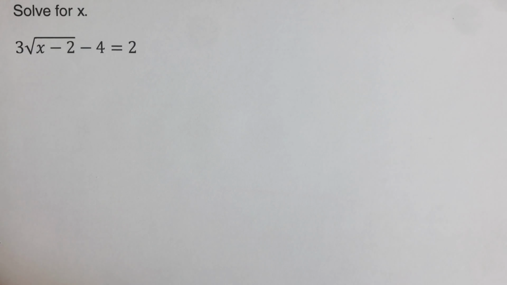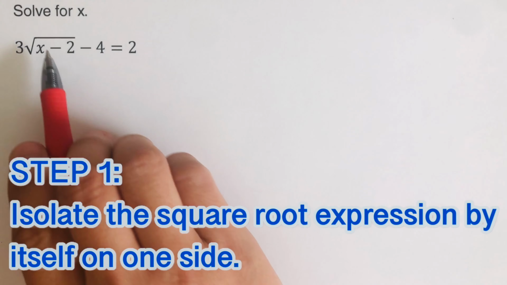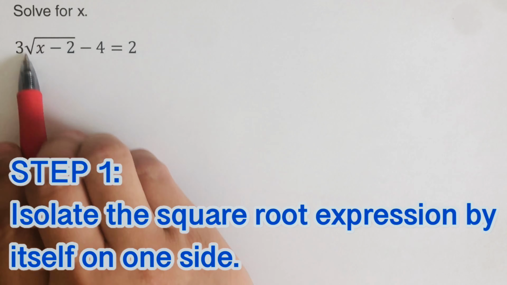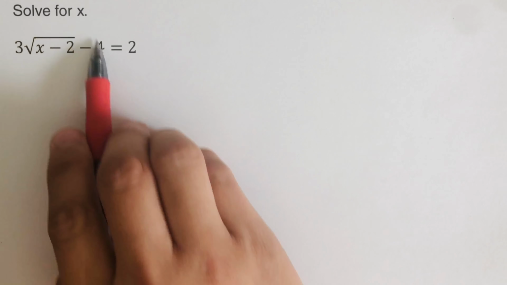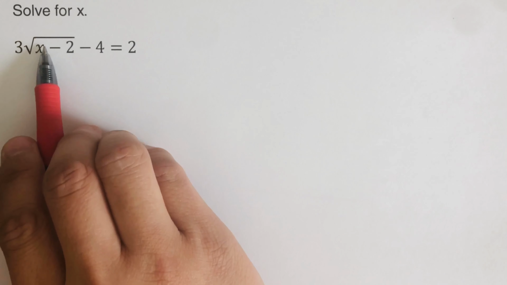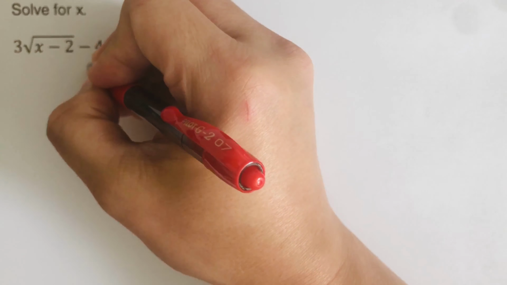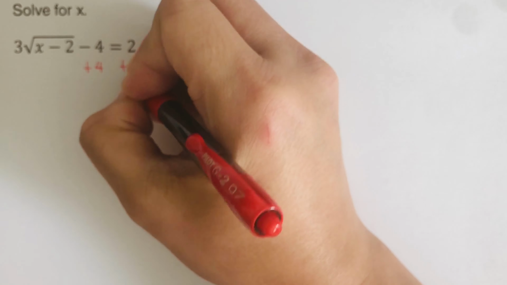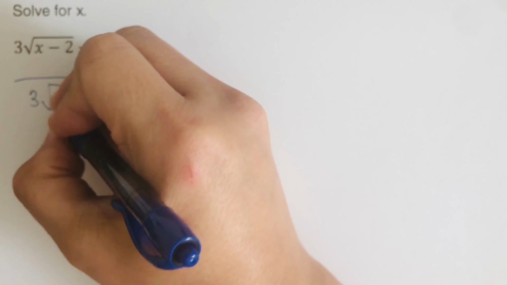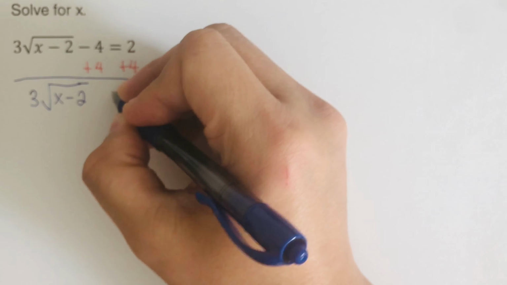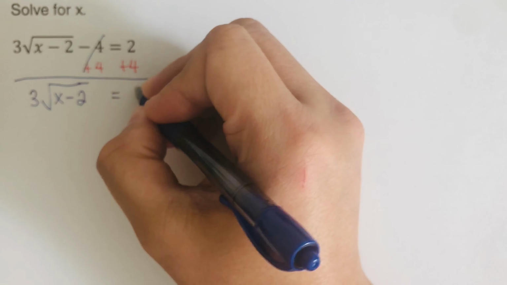Again, the first step is to isolate the squared expression by itself. So this one should be isolated by itself on one side. Since we have a negative 4 and a 3 around the square root expression here, we need to clear these two out. That means we add 4 to both sides, plus 4. Then we're left with 3 square root of x minus 2 is equal to 6.